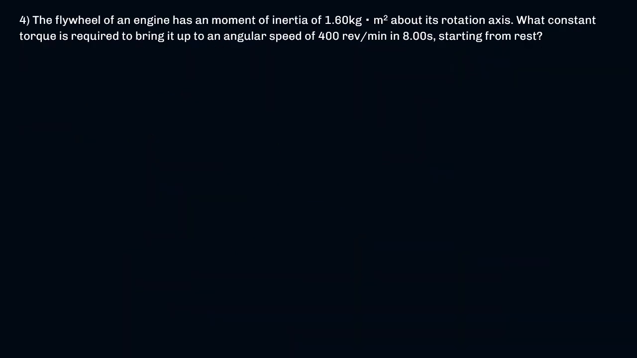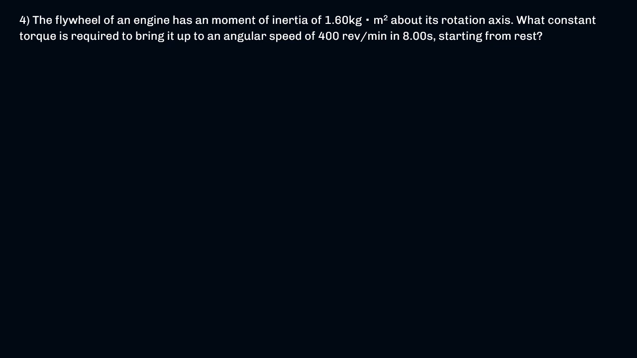So the next example here, we have the flywheel of an engine has a moment of inertia of 1.6 kilograms times meters squared about its rotation axis. That means flywheel, it's just a wheel for all intents and purposes. So it is something that is rotating. What constant torque is required to bring it to an angular speed of 400 revolutions per minute in 8 seconds, starting from rest? So what do I have here in this question?